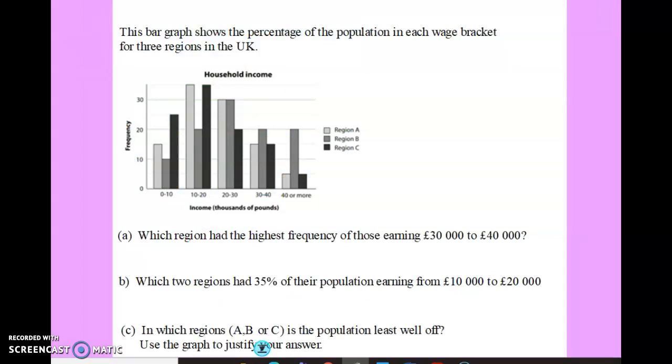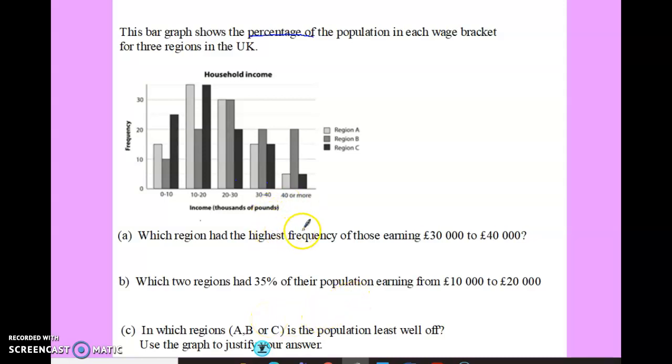Another bar graph here for us, or I should say one more of these kind of bar graphs. The bar graph here shows the percentage of the population in each wage bracket for 3 regions of the UK. So we've got our key here. So it's region A, region B, region C. We've got our title. We've got our axes labelled. Here we've got the frequency, in which case this is actually the percentage. We're told here it's the percentage. And our income in thousands of pounds is along the bottom. So we've got 0 to 10, 10 to 20, 20 to 30, 30 to 40, and 40 or more.